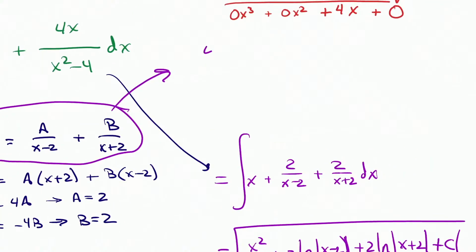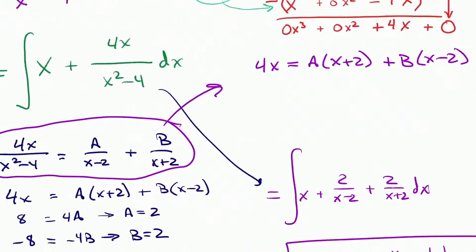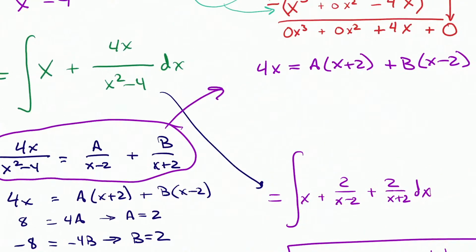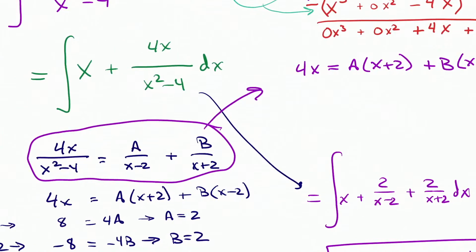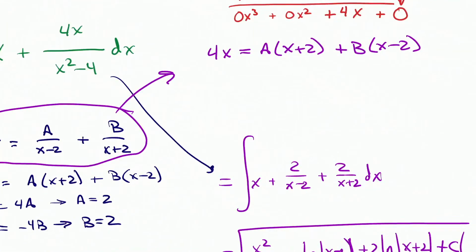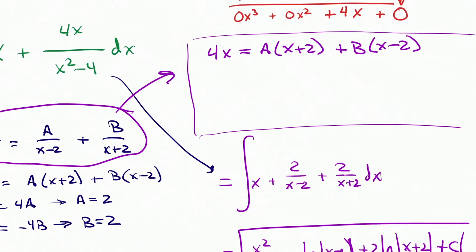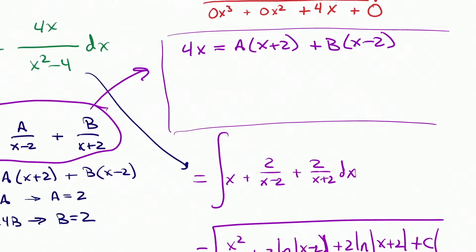So if we did this, we get 4x is equal to a times x plus 2 plus b times x minus 2. Okay, so I'm just taking that thing down there and multiplying through. Oh, it's the same thing. So here's how the book does it, and actually this is all totally correct. So I'm showing you a shortcut that now I'm kind of regretting a little bit. Not too much though, because the shortcut is so much quicker, and also easier to implement.